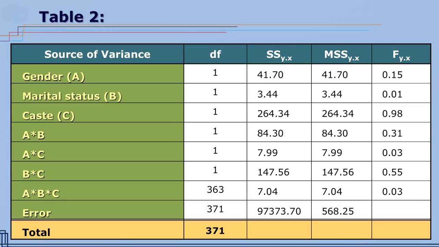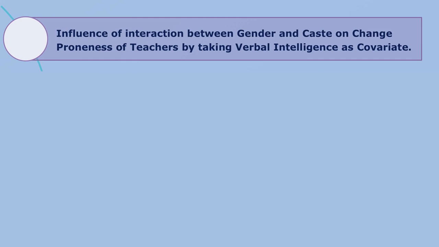It shows that adjusted mean scores of chain proneness of single, unmarried and married male and female teachers did not differ significantly when verbal intelligence was taken as covariate.